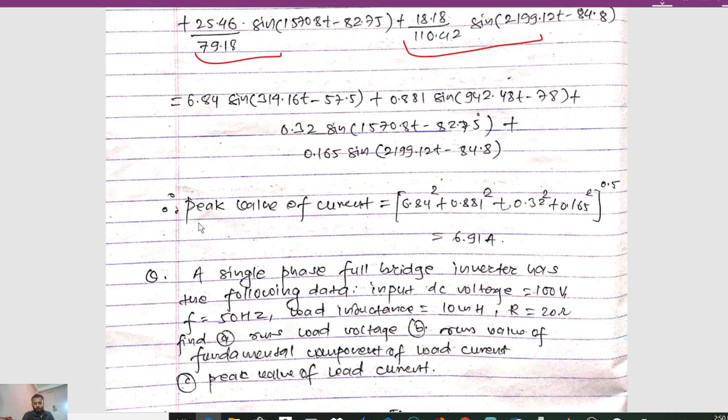Now we have to calculate the peak value of current. For the peak value, consider these values as amplitudes: 6.84, 0.881, 0.32 and 0.165. So it will be the square root of 6.84 squared plus 0.881 squared plus 0.32 squared plus 0.165 squared. So you will get 6.91 ampere.